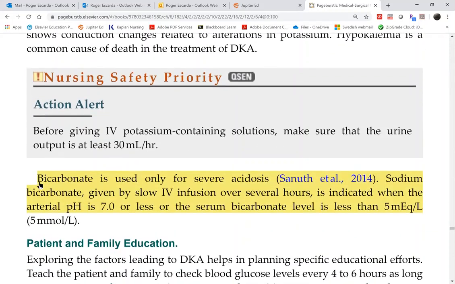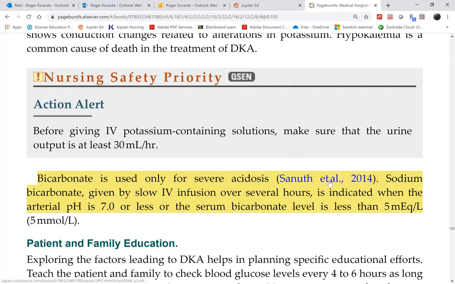Here is your answer. When do we give bicarbonate? This is your buffer. This will be used to neutralize the acidity. Because the patient is in severe metabolic acidosis, you give bicarbonate, IV.